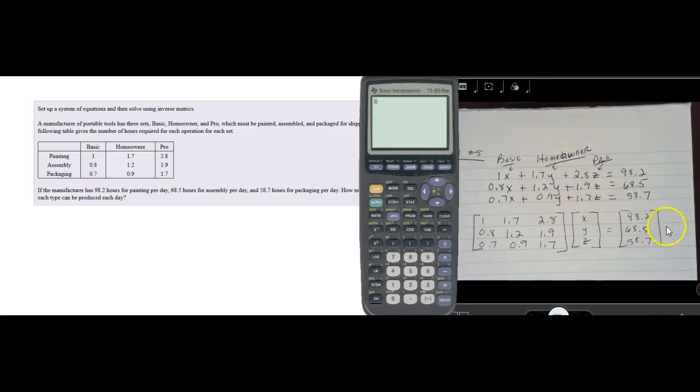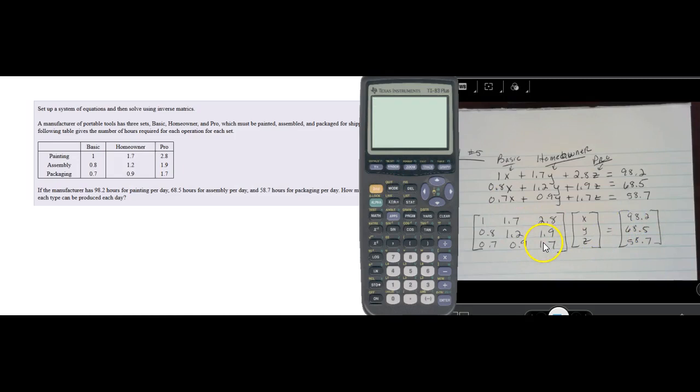And we're going to put in our next matrix, our answers here, or the times that were given to us, how much time they had to work. Go back to matrix, second matrix, edit. This time I'm going to scroll down to number 2, enter. This is a 3 by 1, and again you can see I have entered those in there. You would do 98.2, enter, and then 68.5 and 58.7. So now we have both of these matrices in there.